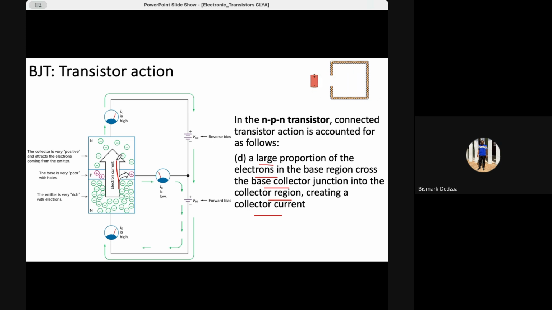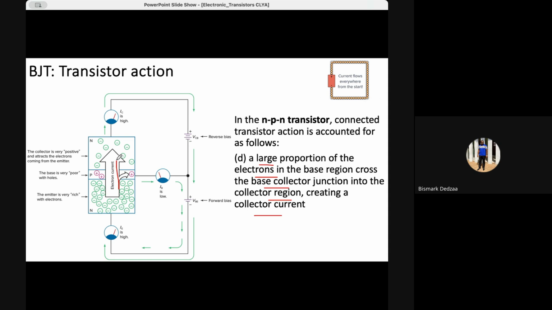Okay, so in this configuration, it means we have two types of current. We have the collector current, and then the base current. Is it the base current that is small? Okay, yeah, the base current.